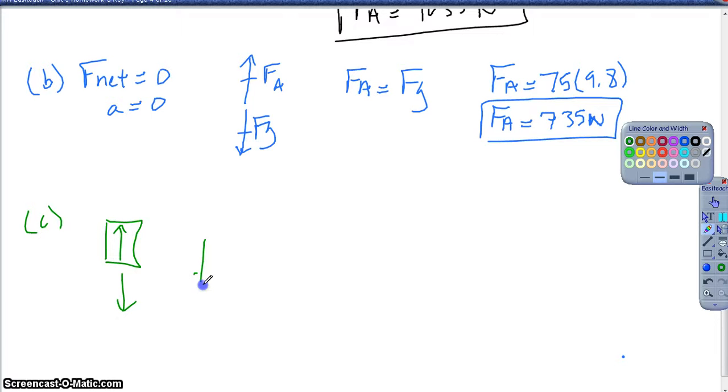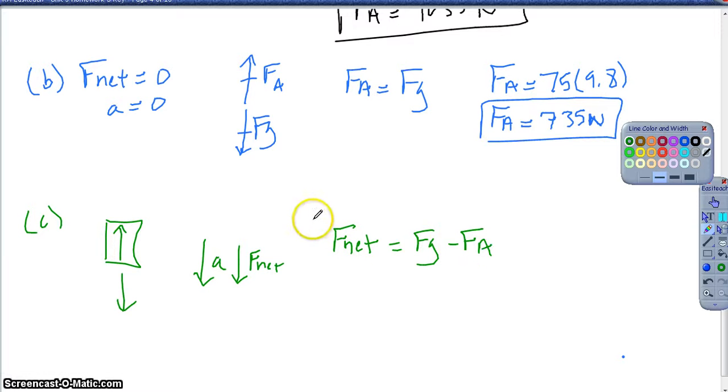I'm just going to define the net force, the net acceleration, as going downward this time. So when I'm creating my net force equation, my net force is going downward. The force that's going with the net force would be the force due to gravity, and the force that's going against it would be the apparent weight.